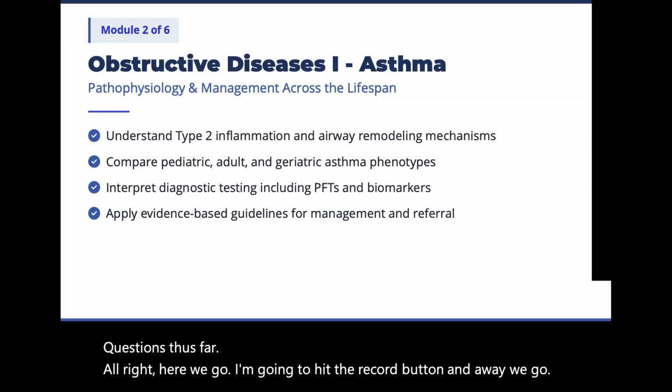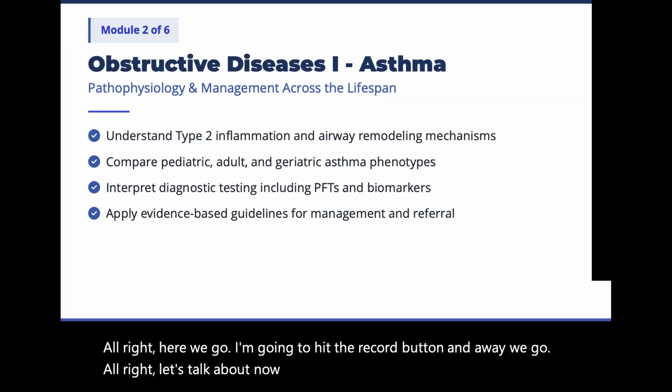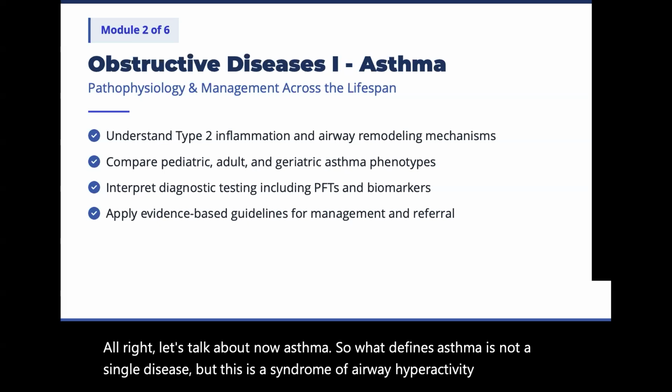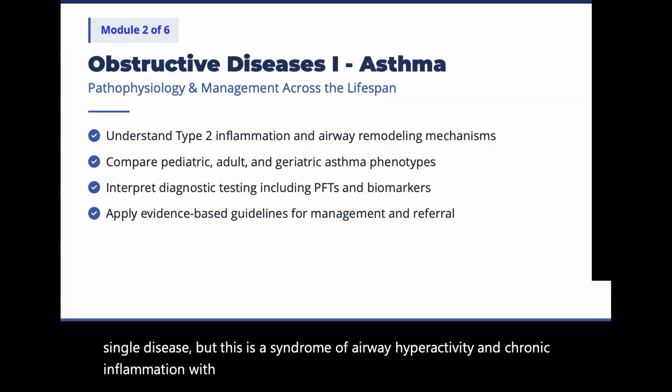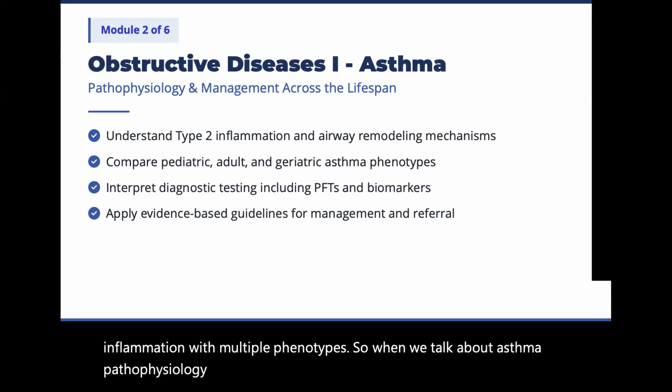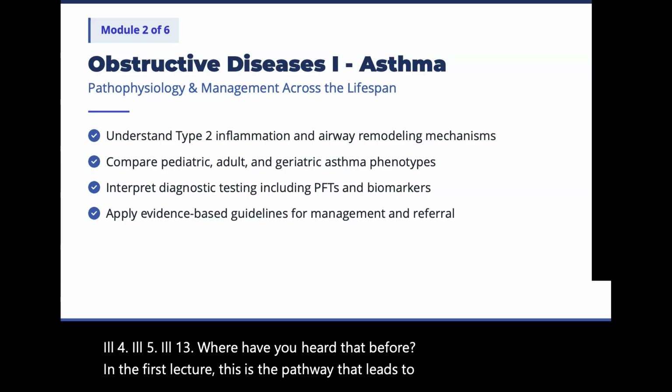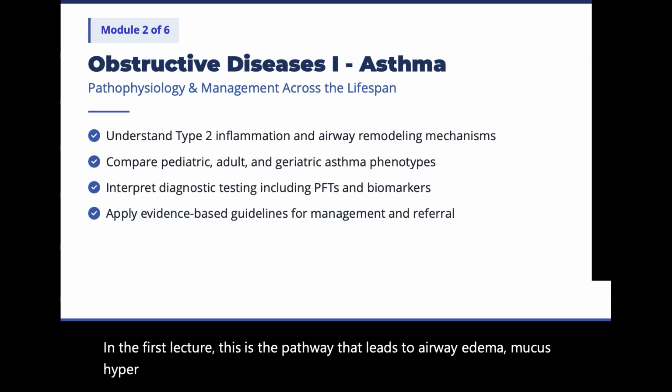All right, let's talk about now asthma. So what defines asthma is not a single disease, but this is a syndrome of airway hyperactivity and chronic inflammation with multiple phenotypes. So when we talk about asthma pathophysiology, the unifying thread is the type 2 inflammation, the eosinophil-driven IL-4, IL-5, IL-13. Where have you heard that before? In the first lecture. This is the pathway that leads to airway edema, mucus hypersecretion, and smooth muscle hypertrophy.